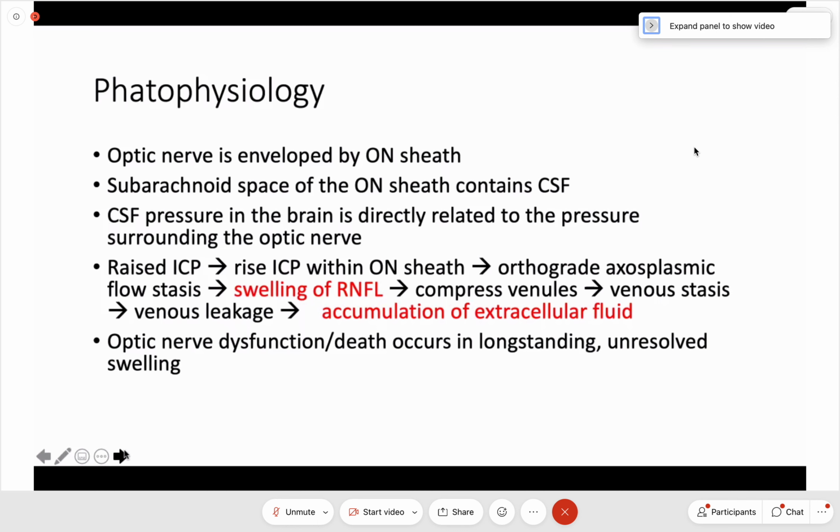So what happens is when there is raised ICP, it will cause axoplasmic flow stasis. And this would lead to swelling of the retinal nerve fiber layer that would further compress the venules, causing venous stasis and venous leakage, and finally accumulation of extracellular fluids. Of course, if the swelling is long-standing, unresolved, not responding to treatment, for example, you can have optic nerve dysfunction secondary to optic nerve infarction.